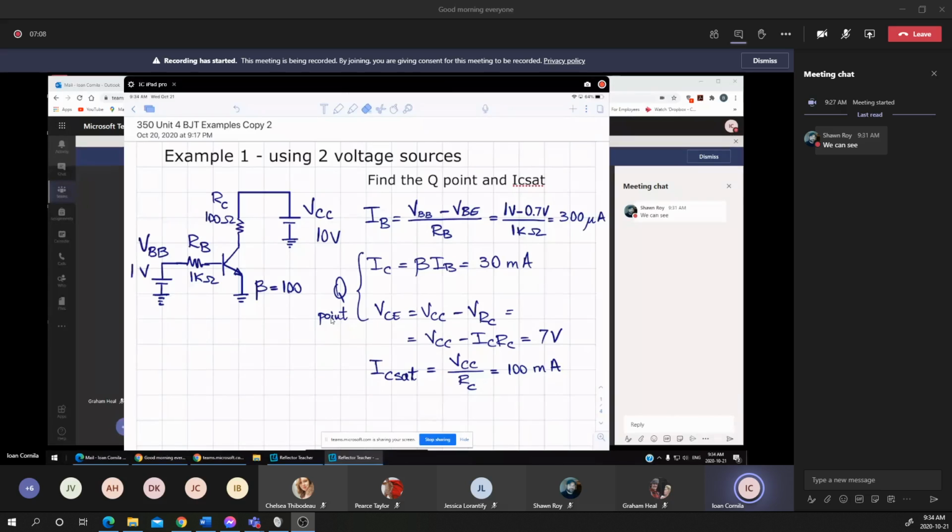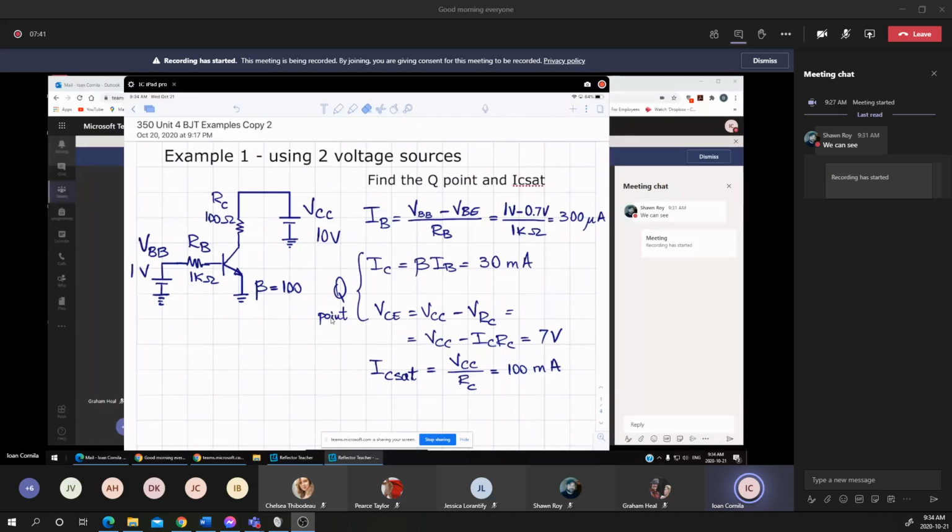And I will show you how we can adjust the position of the Q point for a given circuit. I'm making the assumption that the RB and the RC are already given, already defined, and that's why I'm giving the applications or the flexibility of using 2 voltage sources instead of a single voltage source.